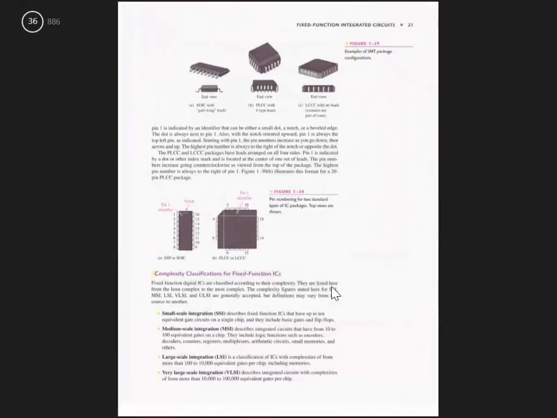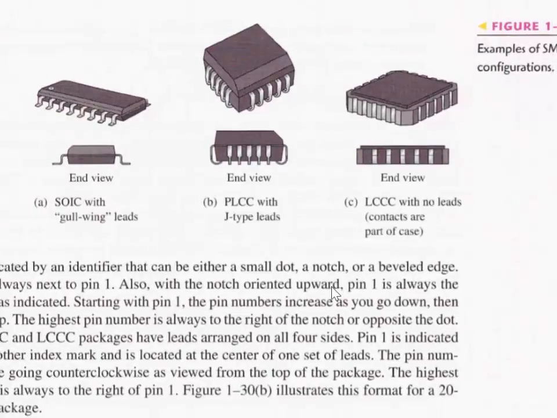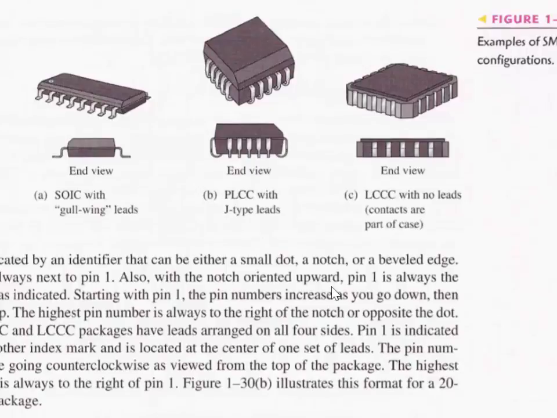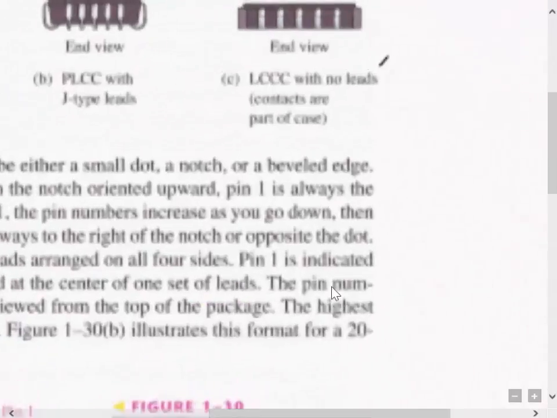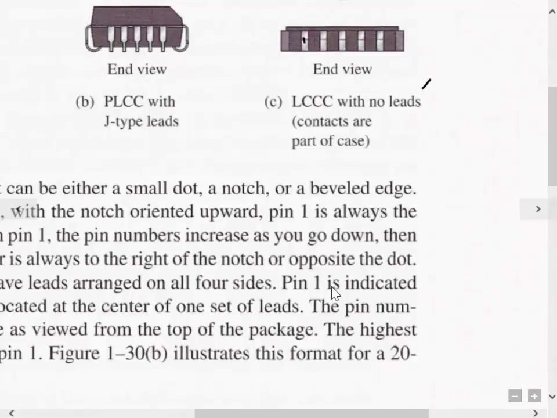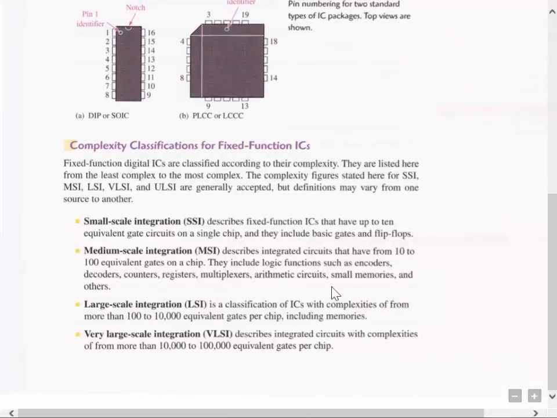But you see that we've got multiple types of packages. We've got the PLCC with the J leads, which you basically put into a socket. These are surface mount dual inlines. These are with no leads. The contacts are part of the case, so you actually make the connections right here. So we're not going to worry too much about that. This is kind of a funky thing here. I'm not going to go into that.